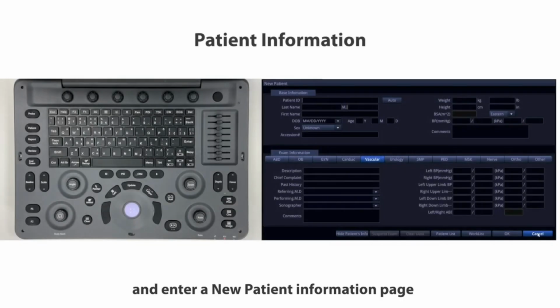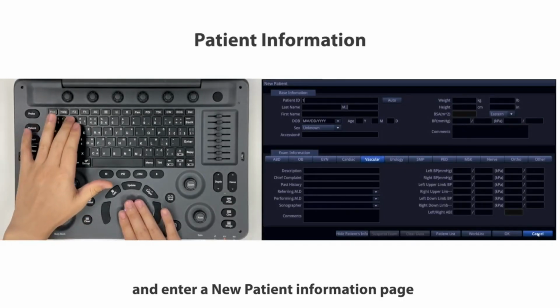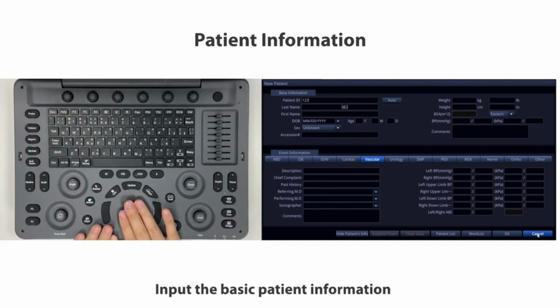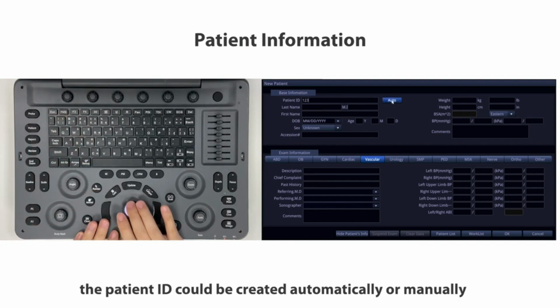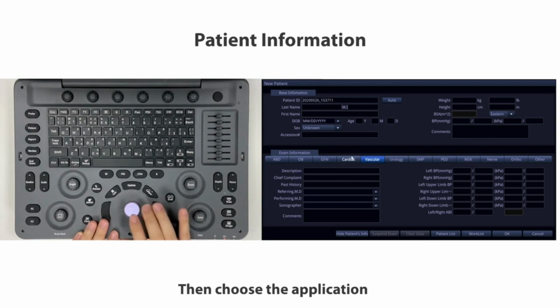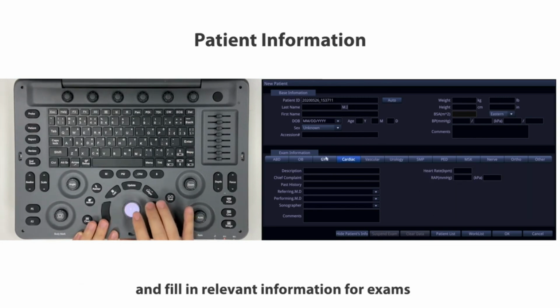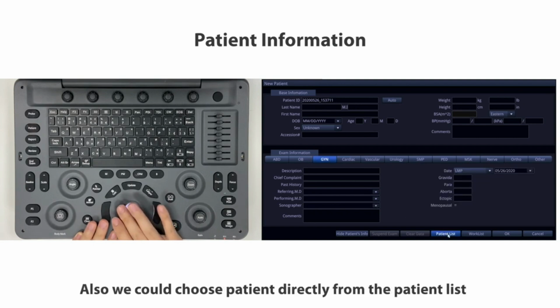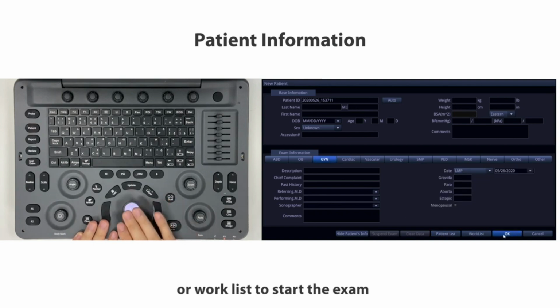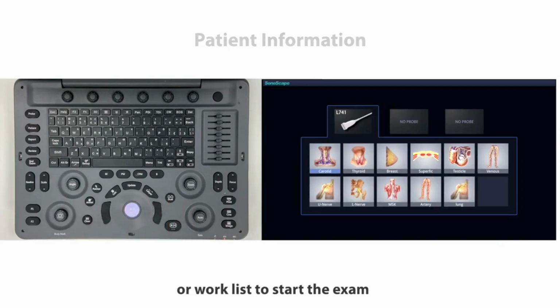Operation demonstration. Press the patient button and enter a new patient information page. Input the basic patient information. The patient ID could be created automatically or manually. Then choose the application and fill in relevant information for exams. Also, we could choose a patient directly from the patient list or work list to start the exam.